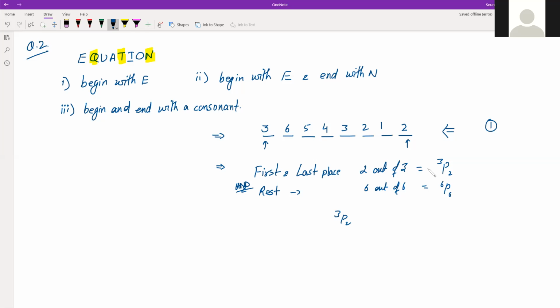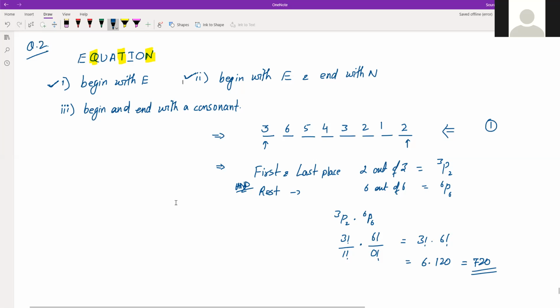So 3P2 into 6P6, that is 3 factorial by 1 factorial into 6 factorial by 0 factorial. So this is 3 factorial into 6 factorial. You can see here you got the same thing. 3 into 2 is 3 factorial, and 6 factorial is 720. So both ways you will get the same answer. I think others got this first and second part as well, right? If you have any doubt, ask me. Otherwise, let's move to the next question.